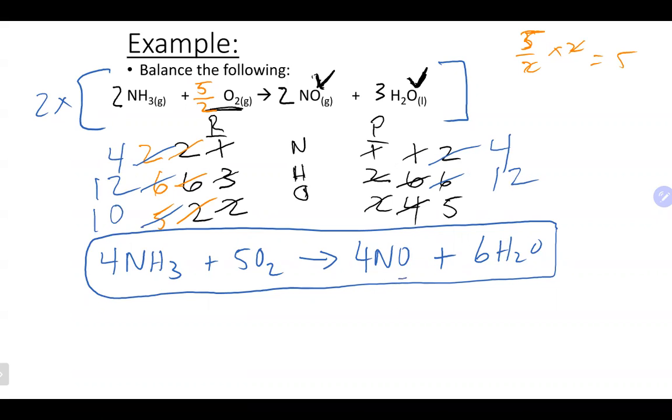Right-hand side, there are 4 in the first one and 6 in the second one, which does give us 10. So we are balanced in this case. So you absolutely positively can use a fraction, and it oftentimes happens in this situation where you've got a diatomic element by itself, and then that guy's in a couple of things on the other side.